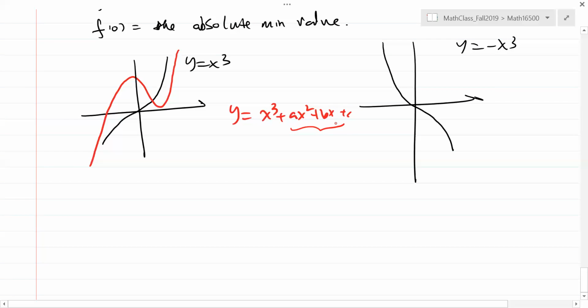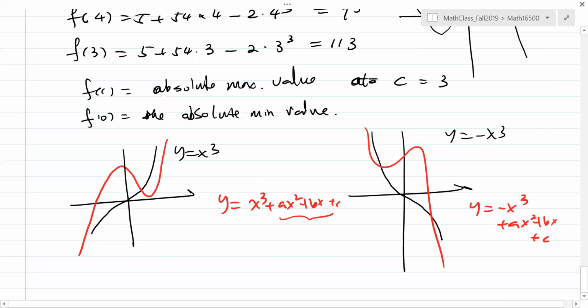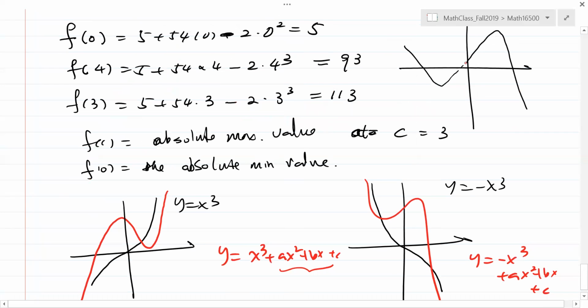And the same here, if it's negative x cubed, then if we consider a function like that, the graph looks like that. So that's why we have that picture. It's not surprising. Okay, this is a 5. When x equals 3, it's 113. When x equals 4, that could be 93. The y value is 93. Okay, so we consider this piece of graph.